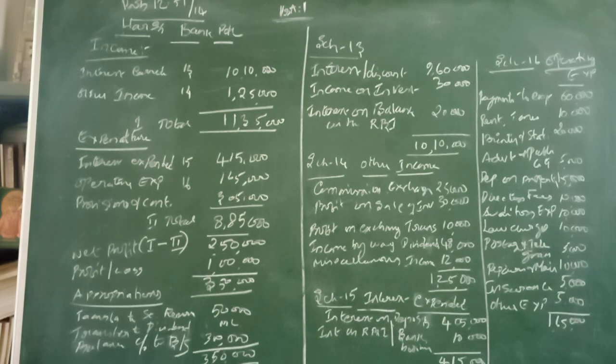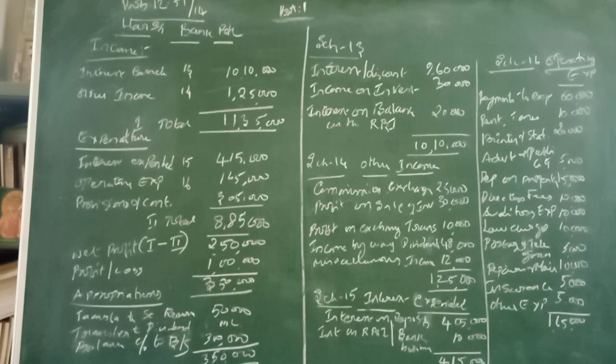But here nothing is stated, so we are taking this in schedule number 13. That amount of 50,000 is taken in schedule number 13. We are taking this as schedule number 13, right? Yes. Then interest on fixed deposits, interest paid. So we have to take this amount as interest paid.